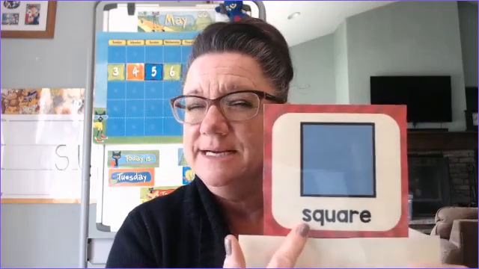So if you know the shape, turn around and tell anybody in your house what that shape is. This is a shape that starts with the letter S. S says S. What shape starts with S? Square. If you said square, you're right.